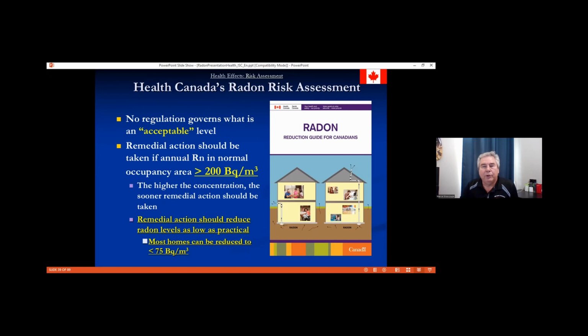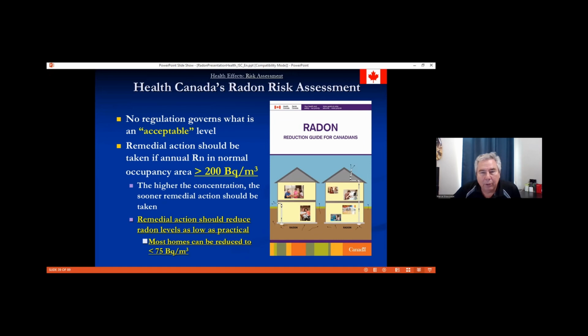So I need to calculate how many cubic meters are in that room. I'm saying here, once I multiply the 3 times 4 times 2.5, 28.8 cubic meters. And let's say you measured your office and you had 200 becquerels per cubic meter. So I'm going to multiply that 28.8 times 200, and I get a number of 5,760.